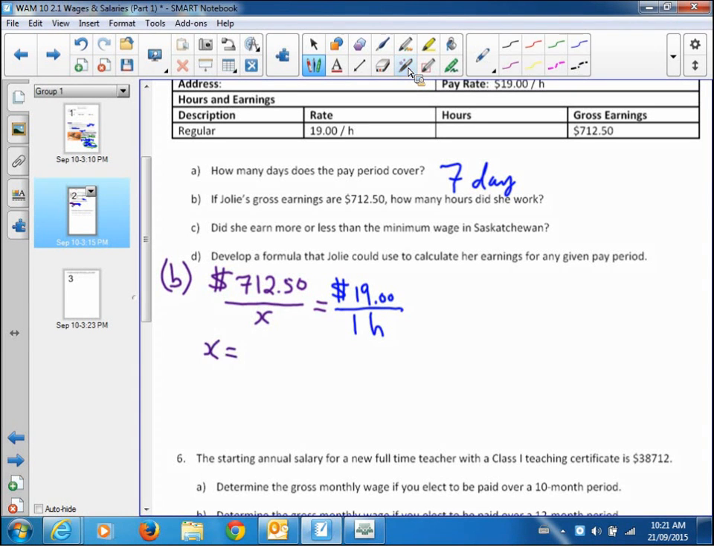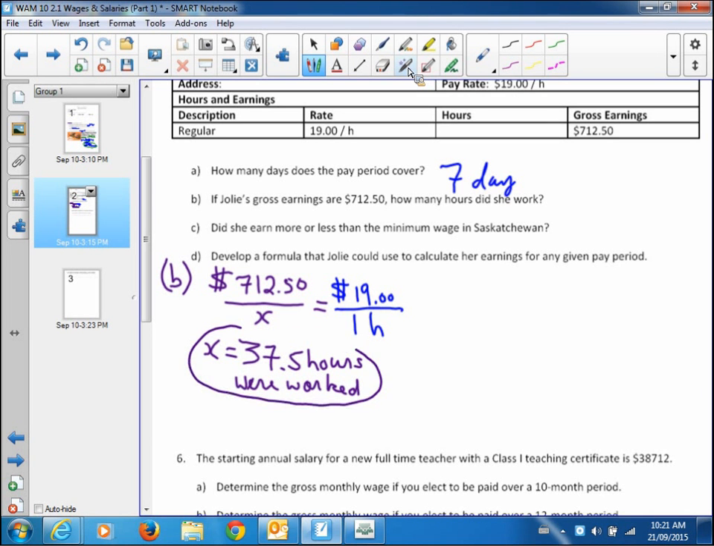X is equal to, not a dollar sign, because this is hours, 37 and a half hours. 37 and a half hours were worked. Good. That answers B.